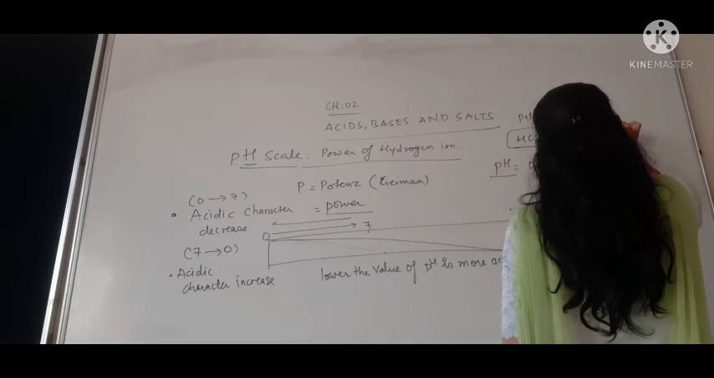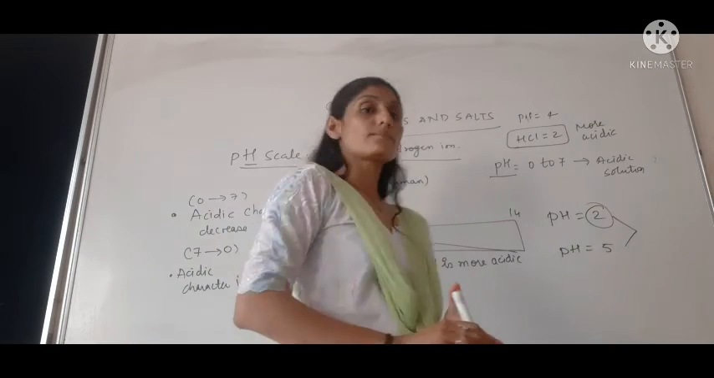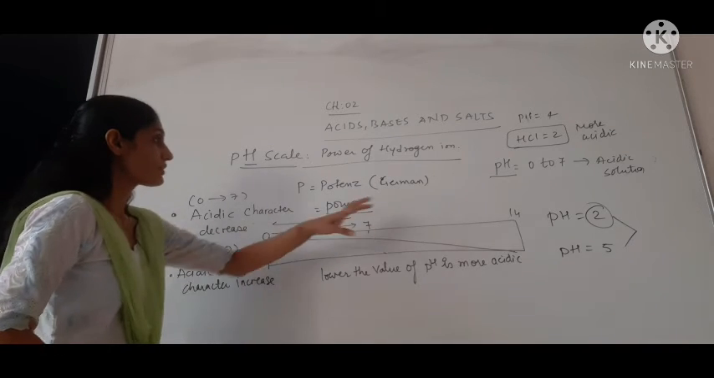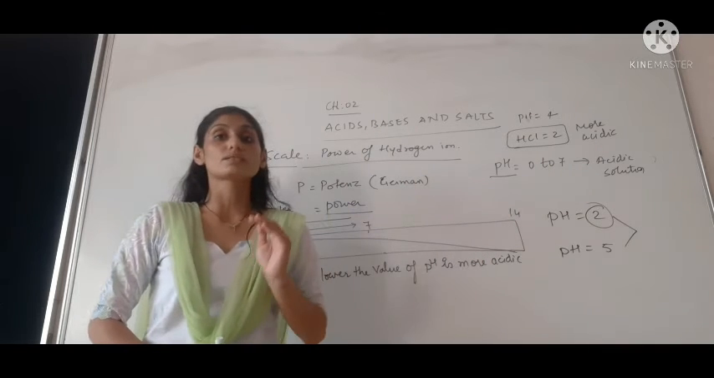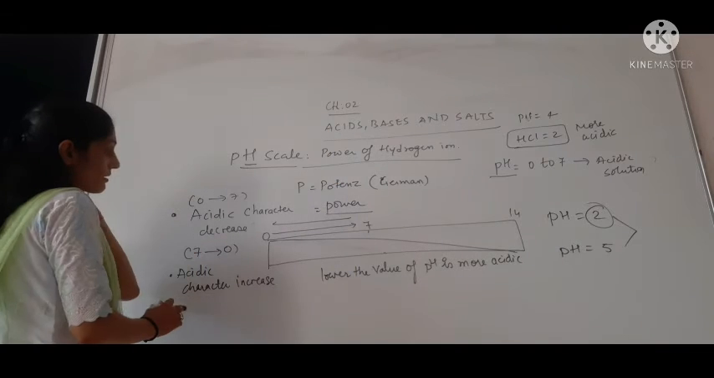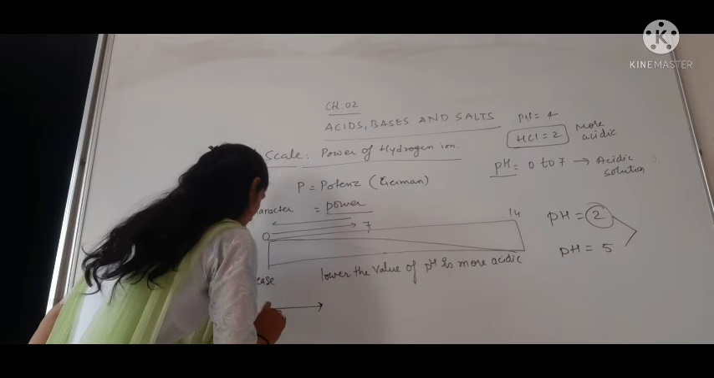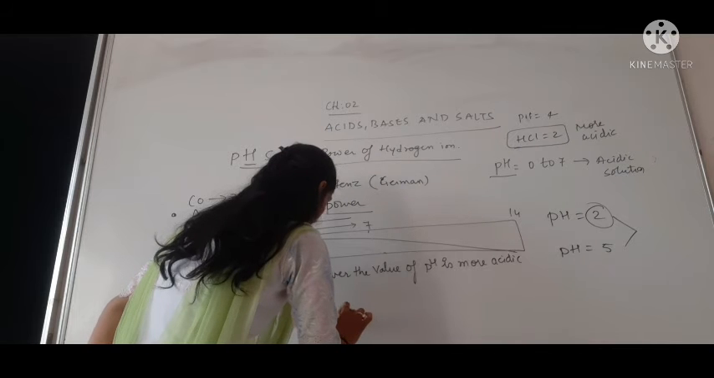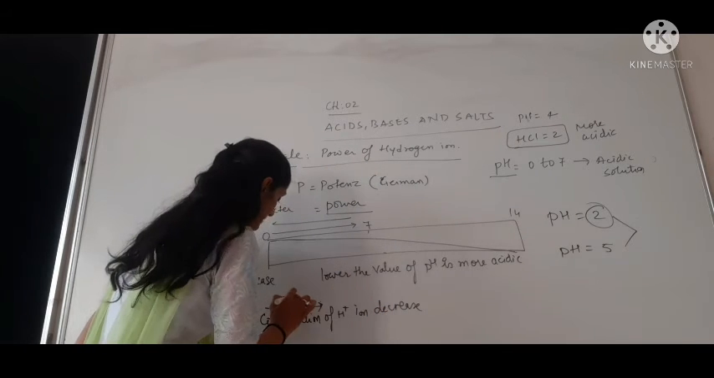Now we have learned that among HCl and lemon juice, which one is more acidic? HCl is more acidic. Okay, so that is the pH scale about acids: if the pH value, that is power of hydrogen ion, is in between 0 to 7, those solutions are categorized as acidic solutions. This is all about acidic solutions. If you are moving from 0 to 7, we can say that the concentration of H plus ion decreases.